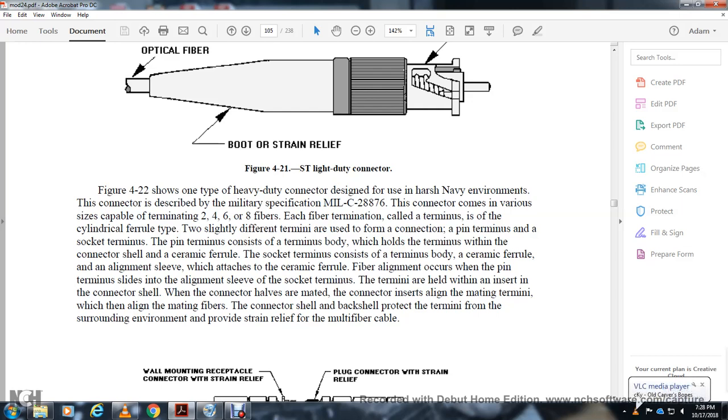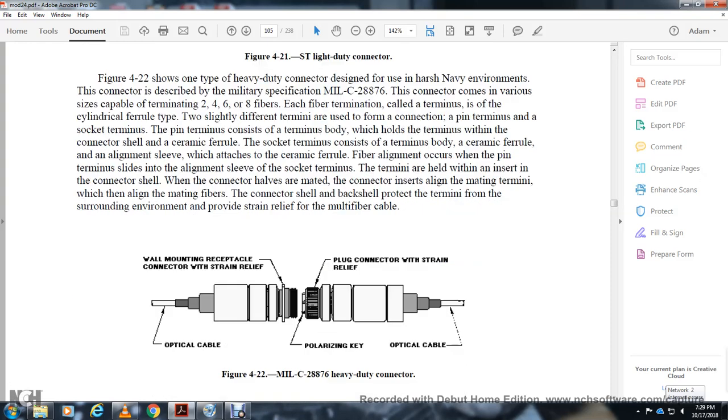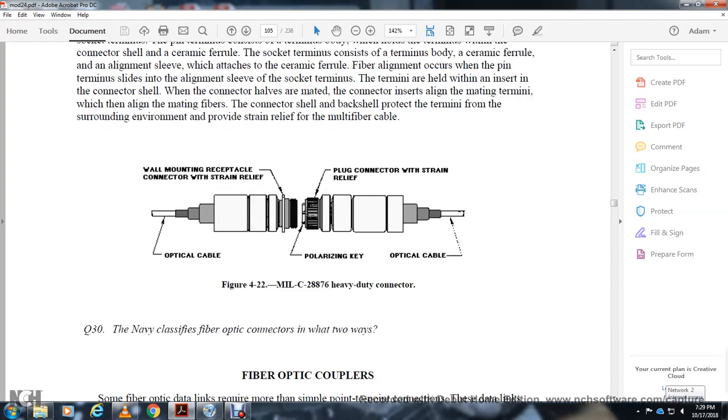The socket terminus has a ceramic ferrule in line with the fiber. The pin terminus slides into the alignment sleeve, and the second terminus is held by inserting it in the connector. When the connectors are mated, the terminus lines up with the mating terminus and the mating fiber. The back of the connector seals the terminus from the surrounding environment, provided in the same way with all fiber cable. The figure shows the long mounting receptacle connector with strain relief and the polarizing key, and the plug connector with strain relief on the optical cable.